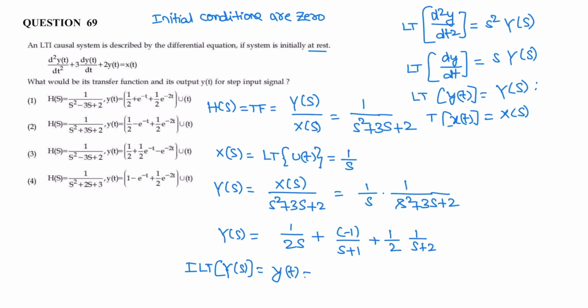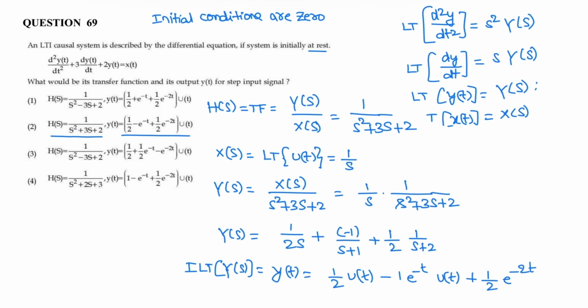Inverse Laplace transform of Y of s, that is y of t, is equal to 1 by 2 u of t minus 1 e power minus t u of t plus 1 by 2 e power minus 2t. Here it is e power minus 1t, which is e power minus t. Therefore, H of s is 1 by s square plus 3s plus 2, and y of t is 1 by 2 minus e power minus t plus 1 by 2 e power minus 2t into u of t. Correct option is 2.